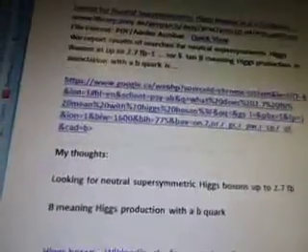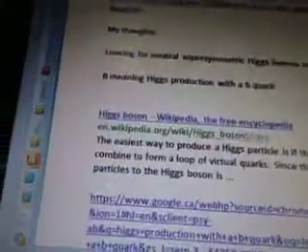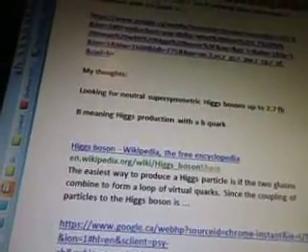Search for neutral supersymmetric Higgs boson in PP collisions. www.library.desy.de, PDF file. We report results of searches for neutral supersymmetric Higgs bosons up to 2.7 fb, tan beta, Higgs production in association with the B quark. So my thoughts, looking for neutral supersymmetric Higgs boson up to 2.7 fb, Higgs production with the B quark. So we'll look at that.